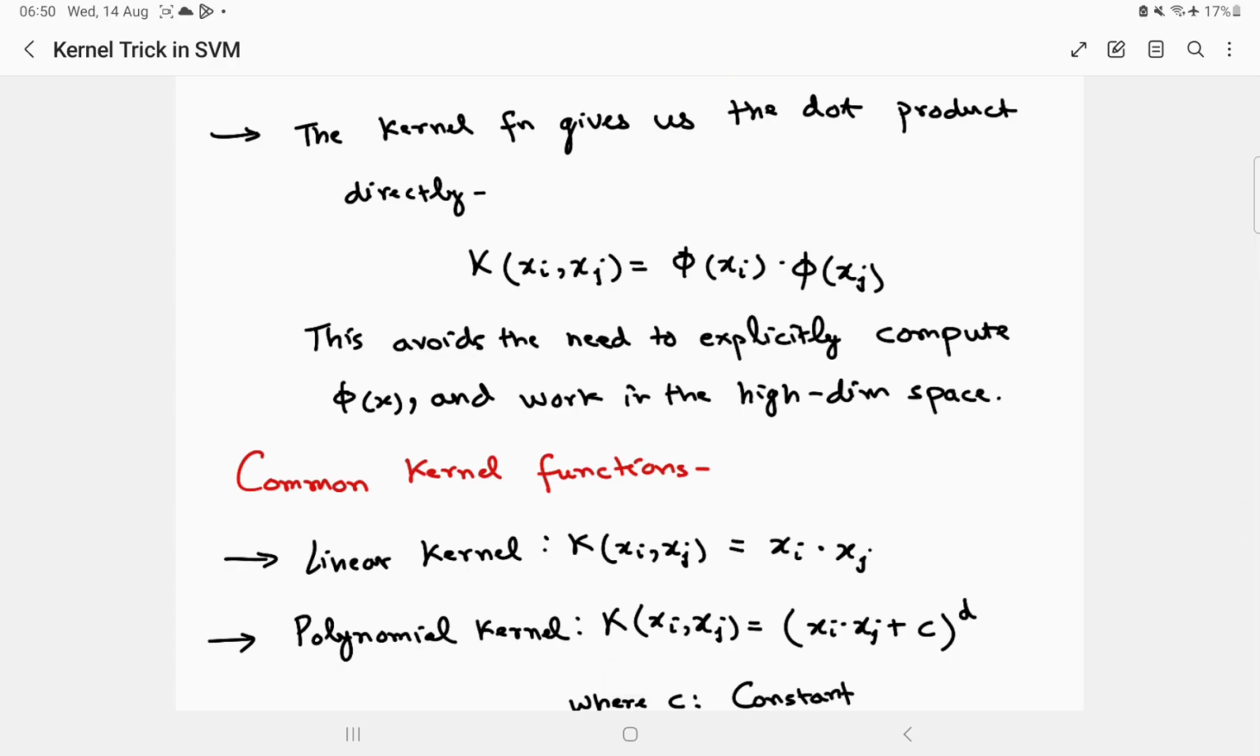So you might be wondering, how does the kernel function essentially give you the dot product between phi of xi and phi of xj? You can derive this mathematically, but that would be out of the scope of this video and it would make the video unnecessarily lengthy. So I'm just leaving that one, but even if you take simple kernel functions like a linear or a polynomial kernel function, you can easily derive this and arrive at this conclusion. But this is what you need to know, that this kernel function avoids the need to explicitly compute phi of x and work in the higher dimensional space.